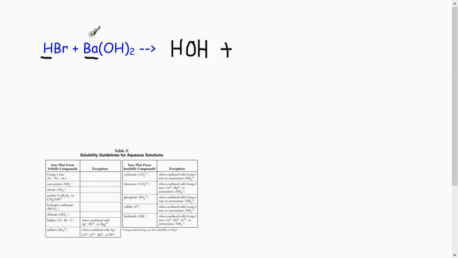Plus, the barium is now going to combine with the bromine. So Ba with Br. Barium forms a +2 charge. Bromine is -1, so it's going to be BaBr2.